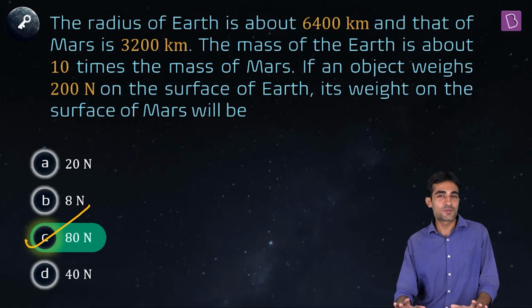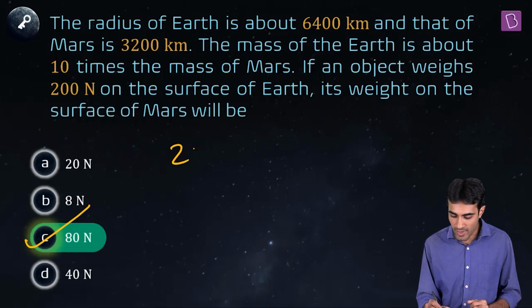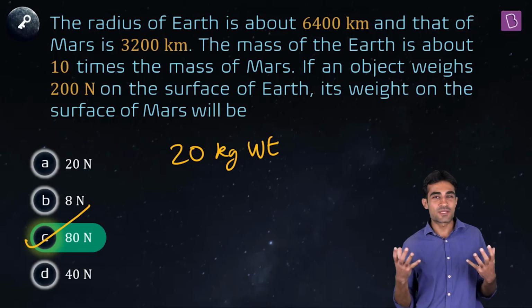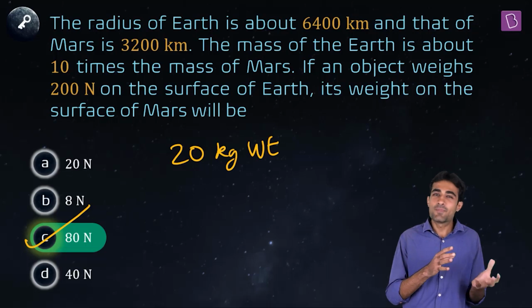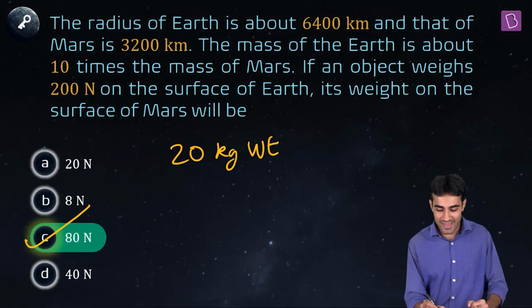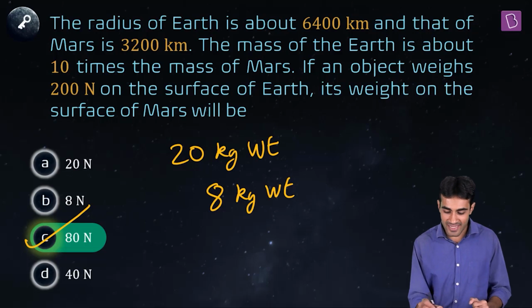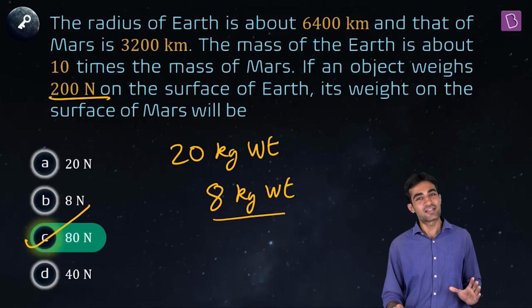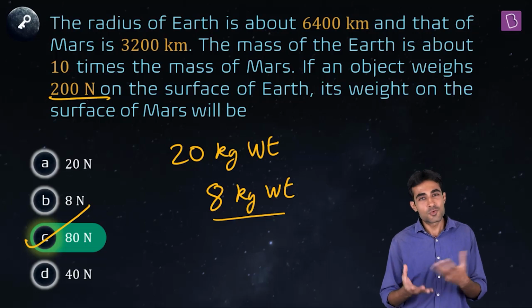Now suppose you have a fat baby at your home and his weight is about 20 kg weight. Okay, he doesn't exercise, he eats a lot of chips and everything. So his weight is 20 kg weight. Now, if you take the baby to the surface of Mars, what do you think will be his weight? His weight will be 8 kg weight. Okay, this is the same question. 20 kg weight means 200 Newton, and 8 kg weight means 80 Newton. Got it? So you can lose your weight and baby's weight if you go to different planets. You don't need to exercise anything.